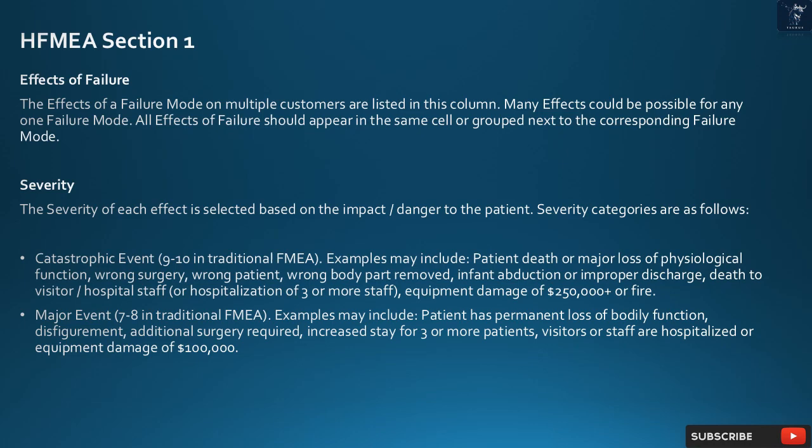Examples may include patient has permanent loss of bodily function, disfigurement, additional surgery required, increased stay for 3 or more patients, visitors, or staff are hospitalized, or equipment damage of $100,000.